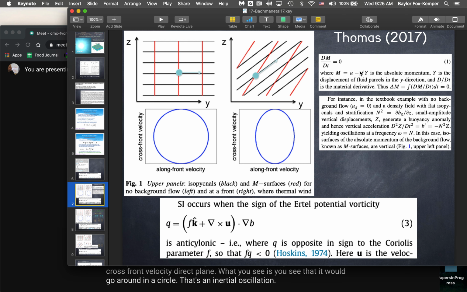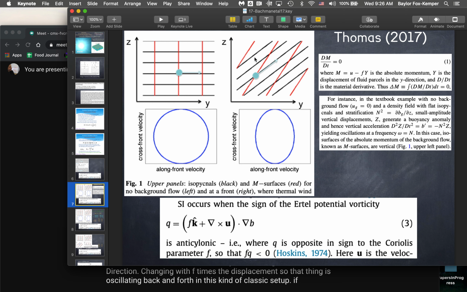So this conservation of this absolute momentum is one way to think about what an inertial oscillation is all about. It's about the u, the along-front momentum direction, exchanging with f times the displacement. So that thing is oscillating back and forth in this kind of classic setup.